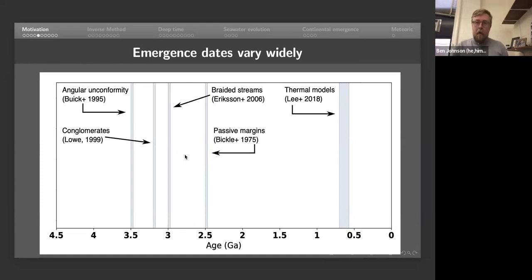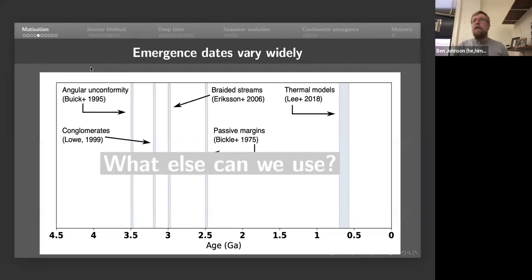And there are even some thermal models by Cin-Ty Lee and others that suggest that the evolution of Earth's mantle structure and temperature wouldn't have allowed for significant crust until the Neoproterozoic, perhaps. And so there's this wide range in dates of emergent crust, and specifically we are interested in significant areas of emergent crust. This is what I mean by having a planetary-scale impact.